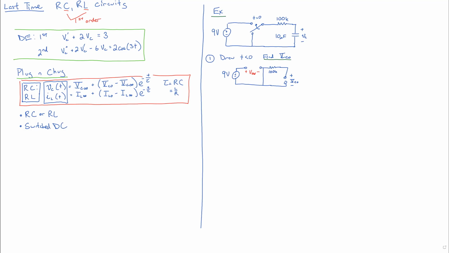In the left-hand side, okay, so it starts off here, and then where does it go? Across the switch. Across this open? No, you can't have current flow through an open, so that's not going to work. Okay, so let's try again. Where does the current flow in the circuit?